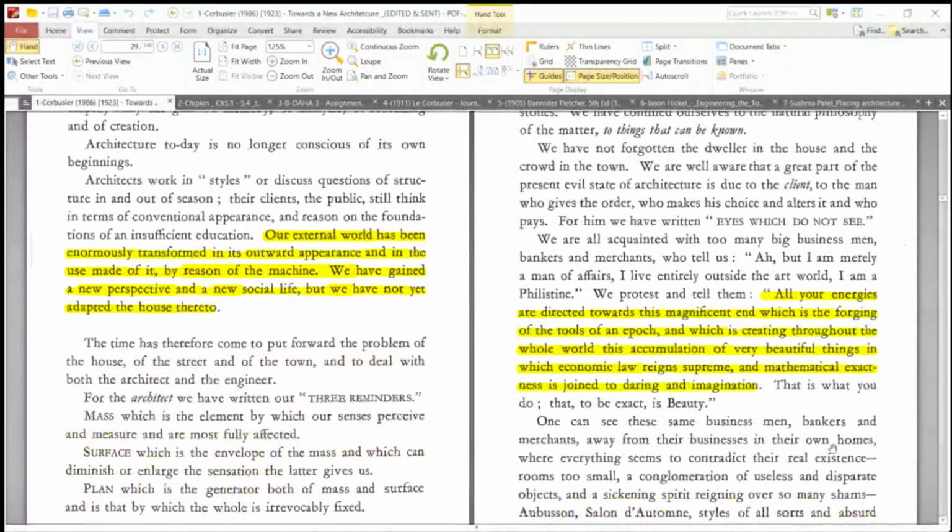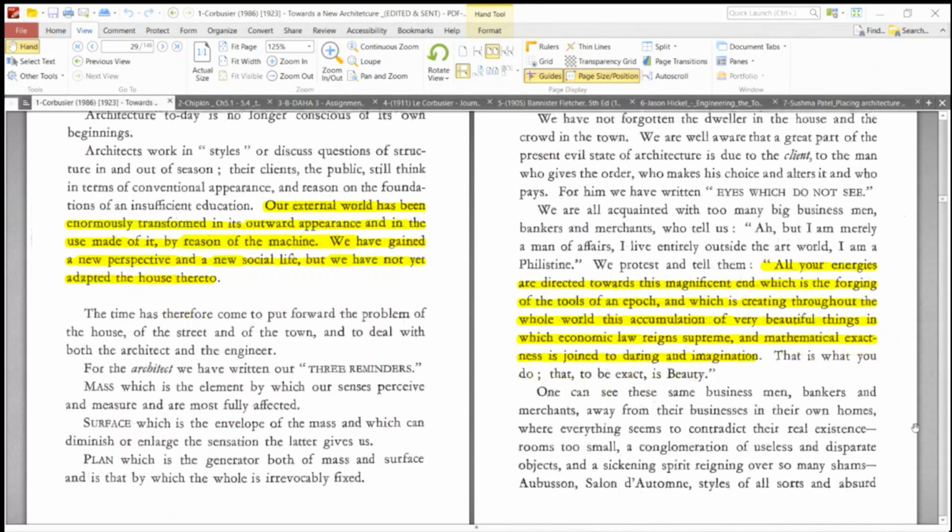Our external world has been enormously transformed in its outward appearance and in the use made of it by reason of the machine. We have gained a new perspective and a new social life, but we have not yet adapted the house thereto. So he's saying we are now living like everything is mechanized. Things work like machines, but architecture hasn't woken up to this reality yet.